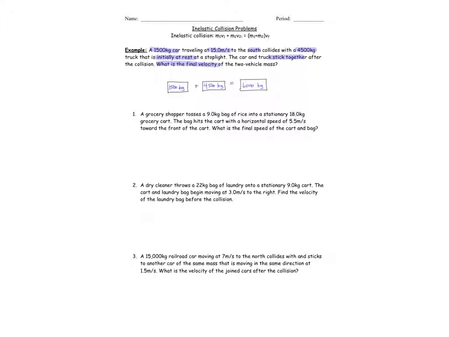Now, above the box is their velocities. Well, my car is traveling 15 meters per second to the south, which is in a negative direction. So the car has a velocity of a negative 15 meters per second. The truck is initially at rest, so its velocity is 0. We want to figure out the final velocity of the two vehicle mass, so we want to solve for this VF.